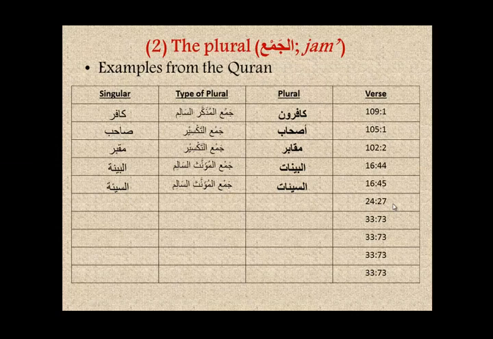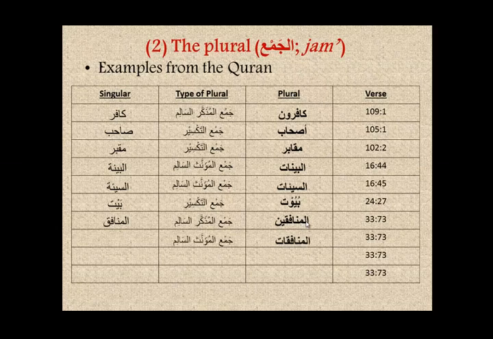In Surah number 24, verse 27, we have buyut. This is an example of a jam' taksir. The singular is bayt. And then the last four examples come from the last ayah of Surah Al-Ahzab, where Allah says, لِيُعَذِّبَ اللَّهُ الْمُنَافِقِينَ وَالْمُنَافِقَاتِ وَالْمُشْرِكِينَ وَالْمُشْرِكَاتِ. We have al-munafiqina. We hear the ina. This tells us the word is a jama' al-mudhakkar salim, a sound masculine plural, and the singular form is al-munafiq, just the front part.